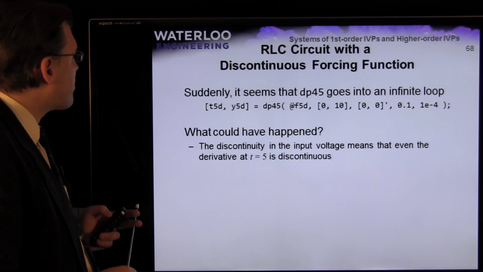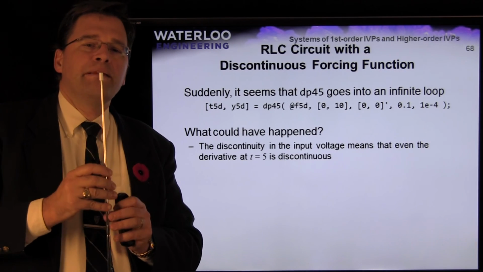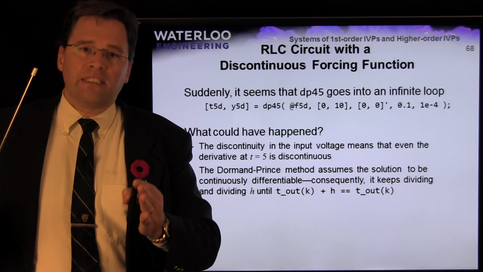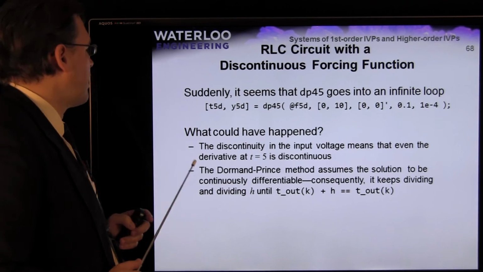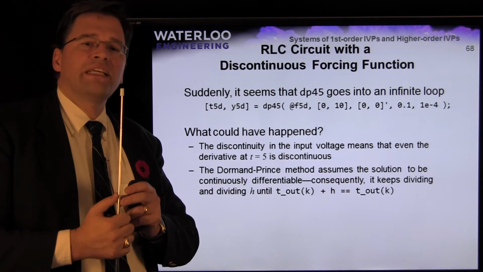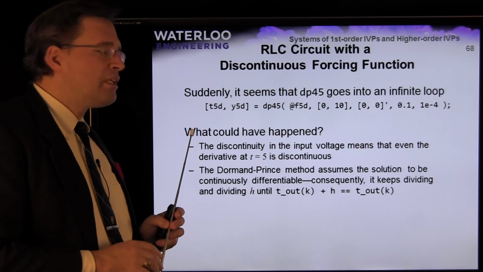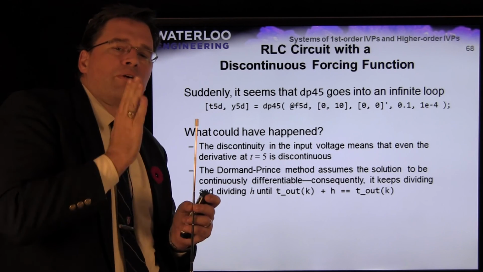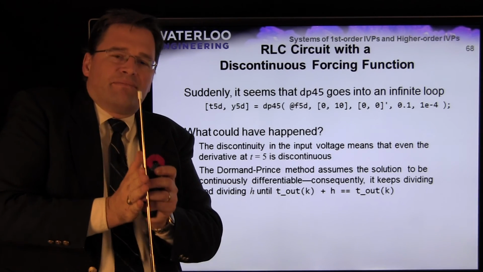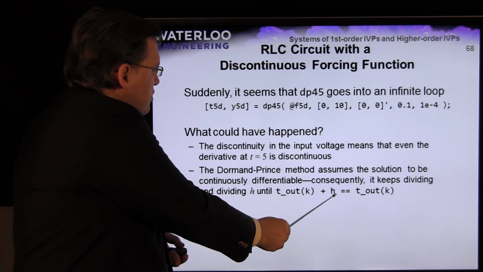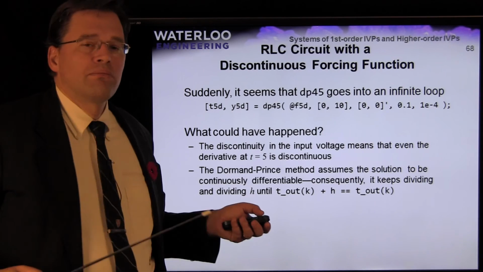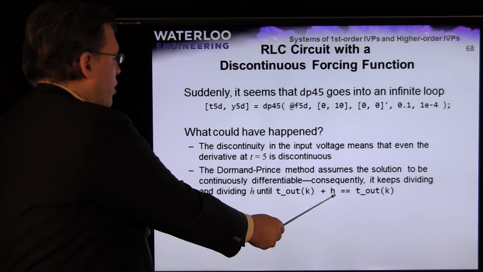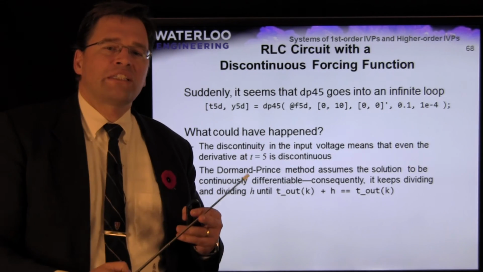What happened here? Well, there's a discontinuity. There's a discontinuity in the input voltage. We switched off the voltage at time t equal to 5. That means there's also a discontinuity in the derivative. However, the Dormand Prince method, the adaptive method, assumes that the function is continuously differentiable. That means the derivative must be continuous. And so at every single step, it keeps on dividing h smaller and smaller, trying to get an accurate answer until h is so small that h plus our previous value is just the same value. We've gone below the threshold where adding h onto the previous value of t no longer makes a change.